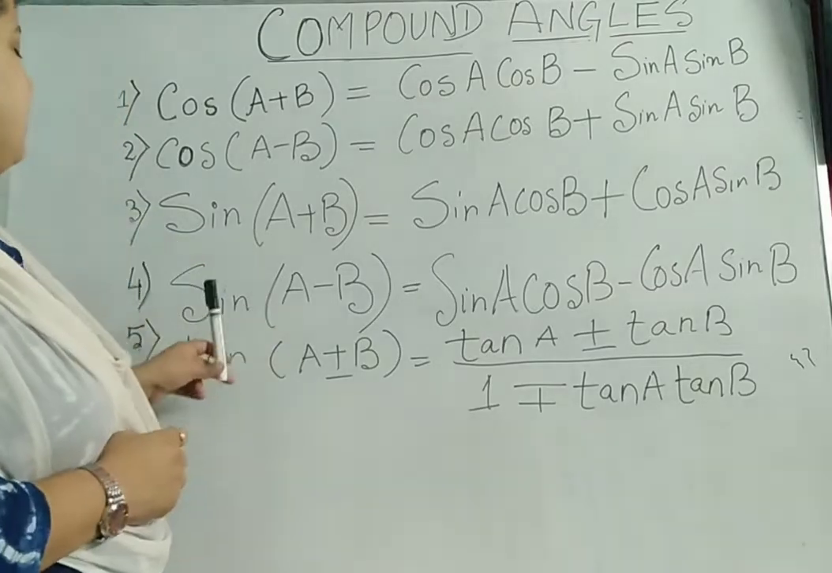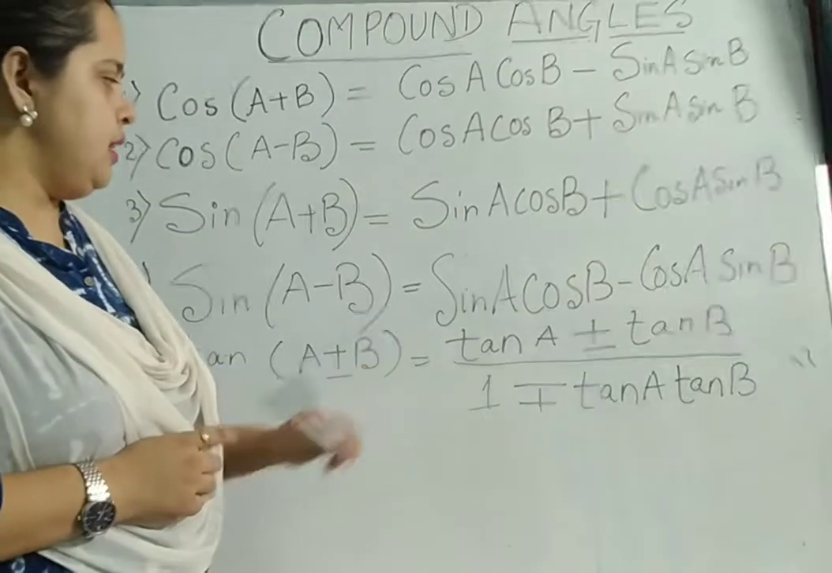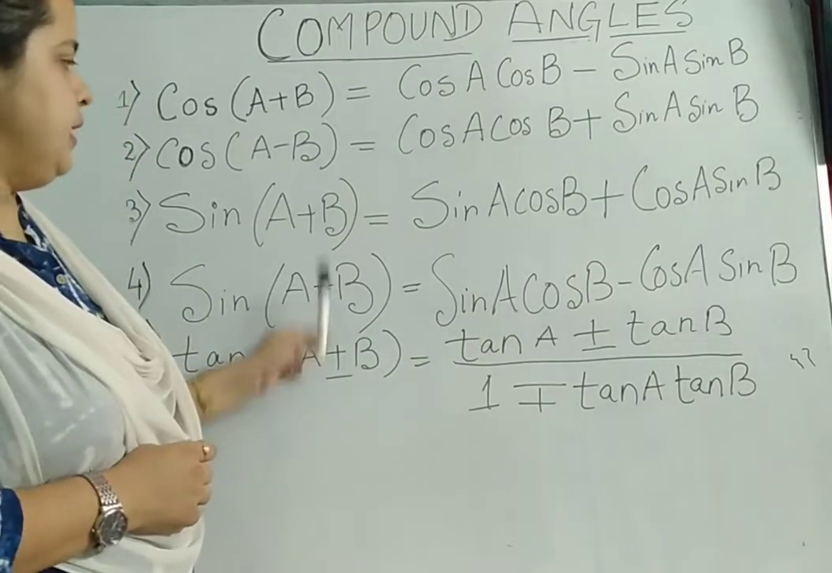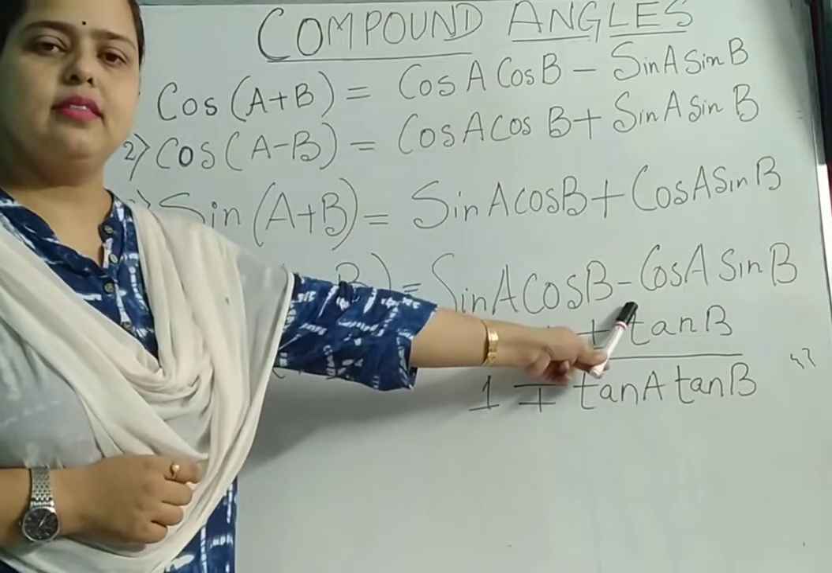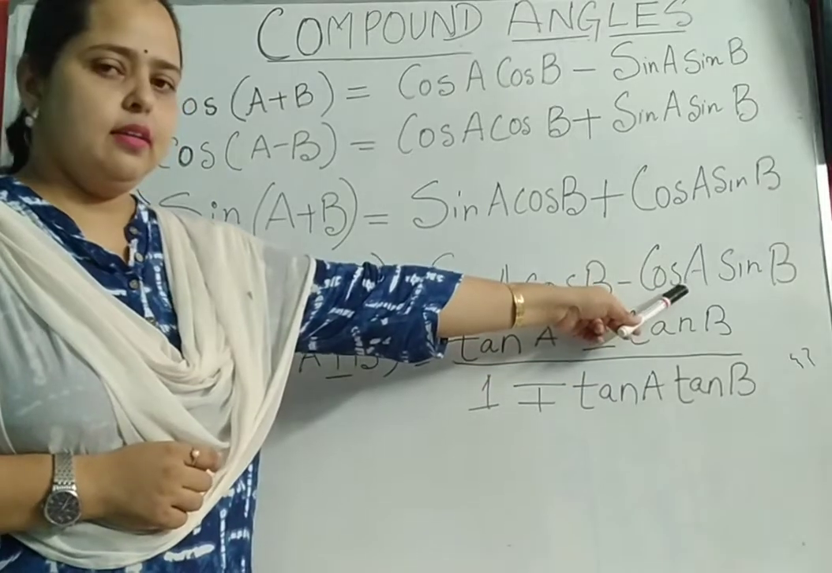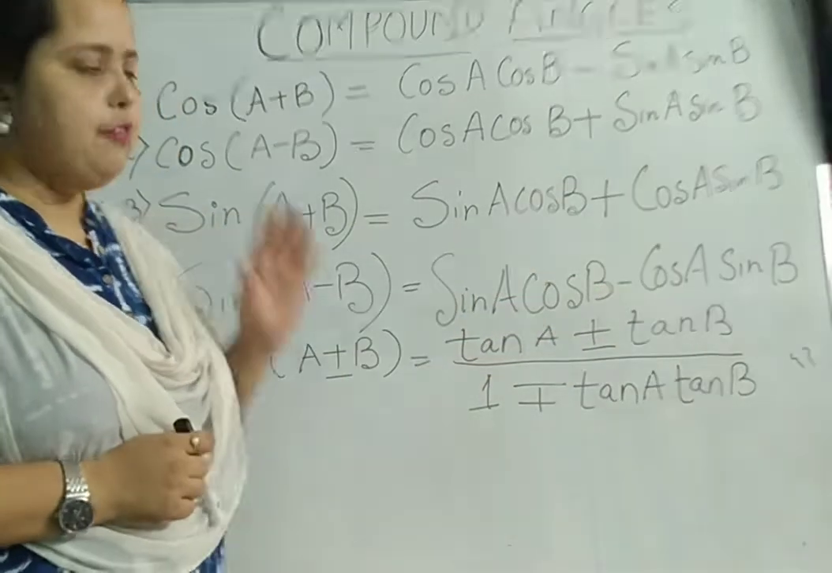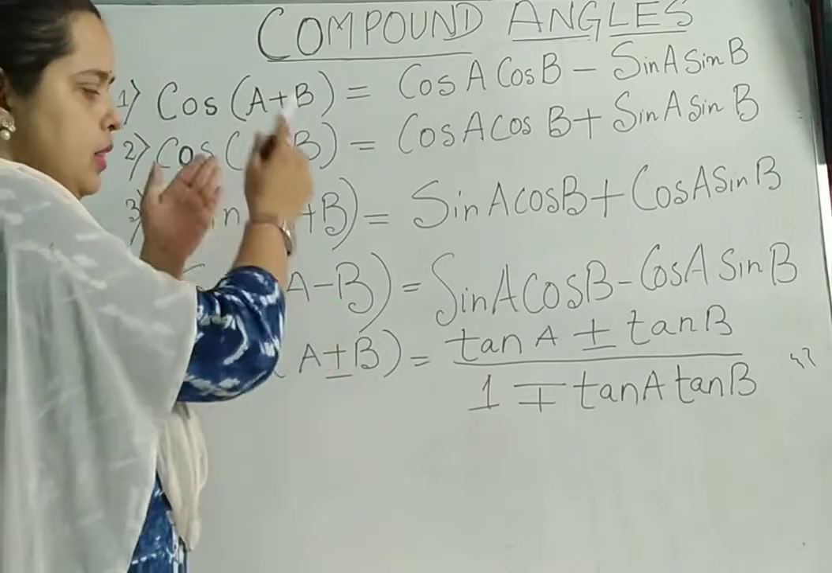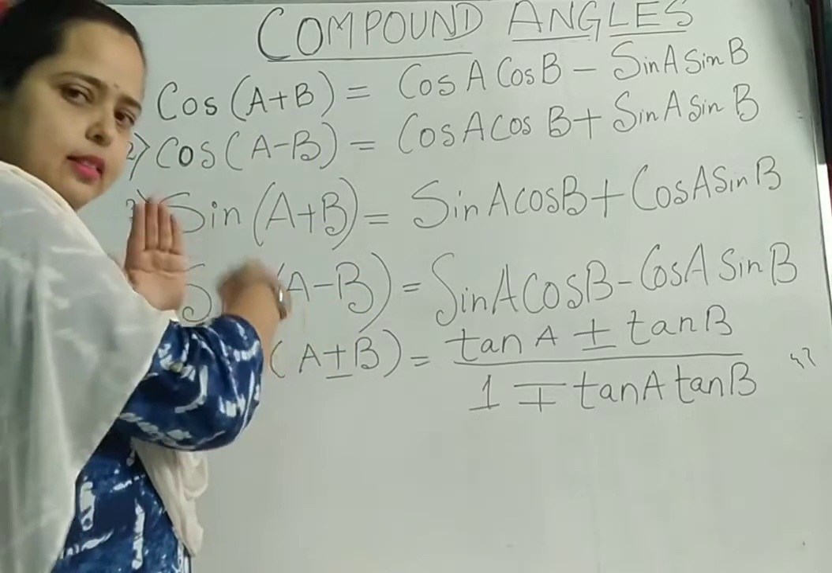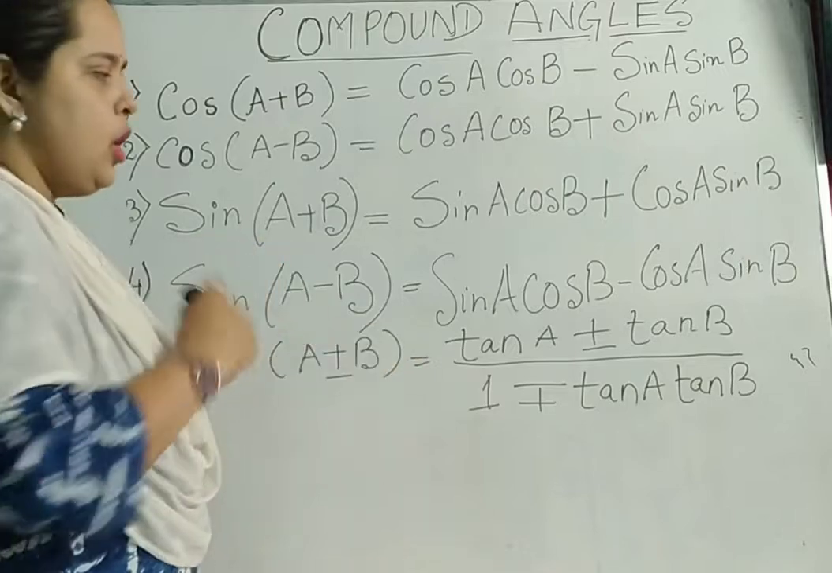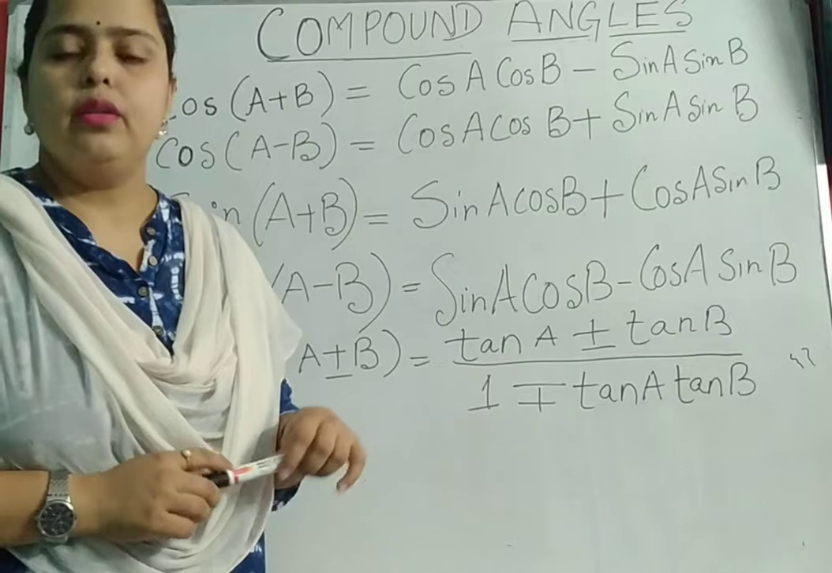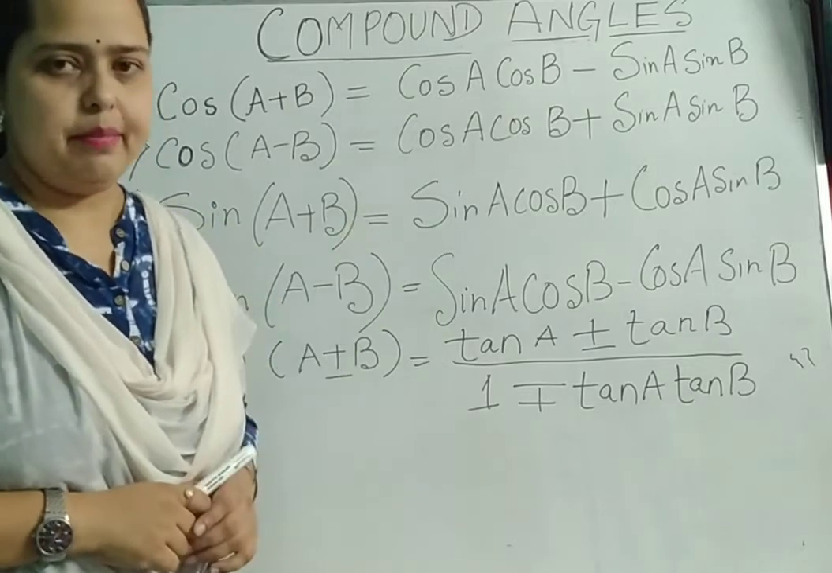Okay. Then sin of A minus B, sin A cos B. For this minus, we have a minus. Cos A, then sin B. First sin A, then cos B. Then cos A, then sin B. And we have to remember them for doing the problems based on that.